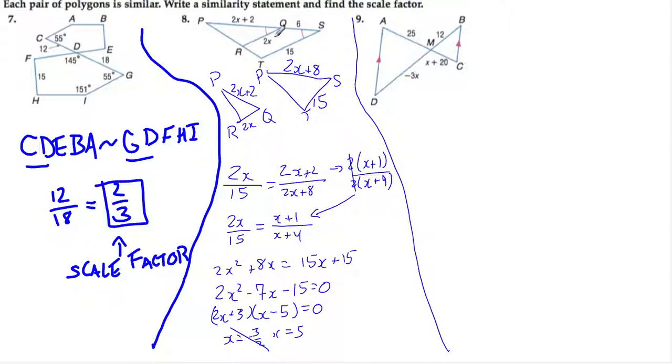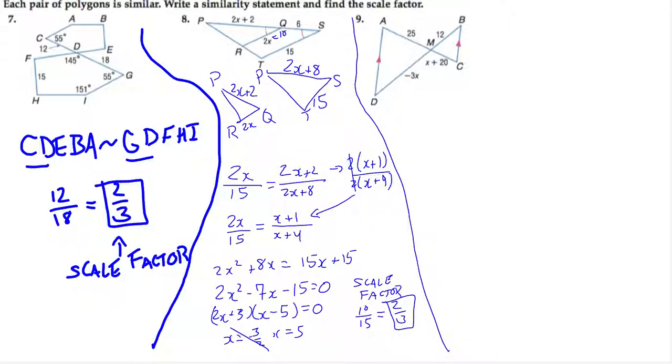So if x is 5, that means that this side is 10. And so if I have 10 to 15, then the scale factor is 10 to 15, which we can reduce, again, to 2 to 3. So the scale factor is 2 to 3.